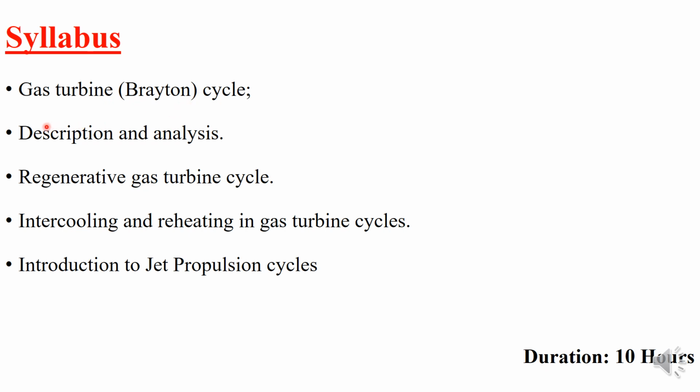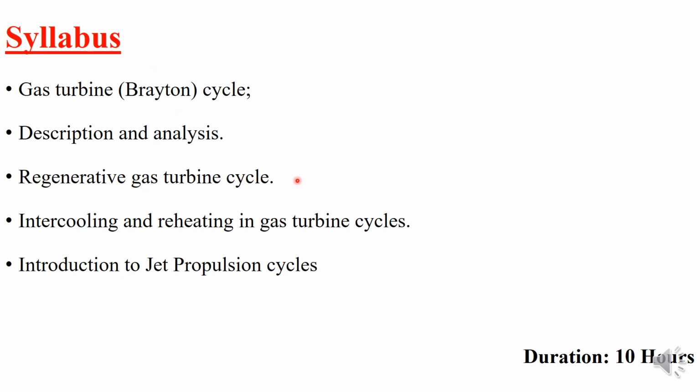And then afterwards we will make the analysis, especially the net work output and efficiency of this cycle. After finding the efficiency, we will analyze the efficiency formula: for which pressure ratio we will get the optimum work output, meaning the maximum work capacity of the cycle, or the maximum efficiency. Then we will go for how we can improve the basic Brayton cycle efficiency.